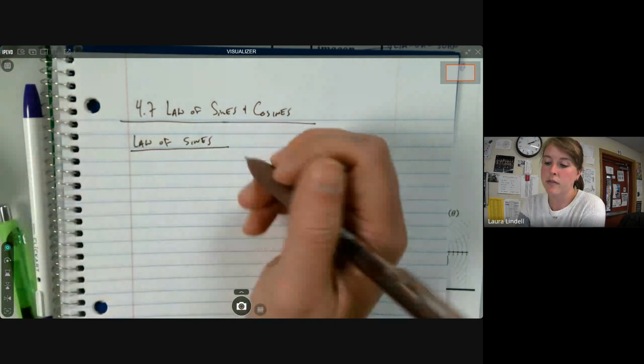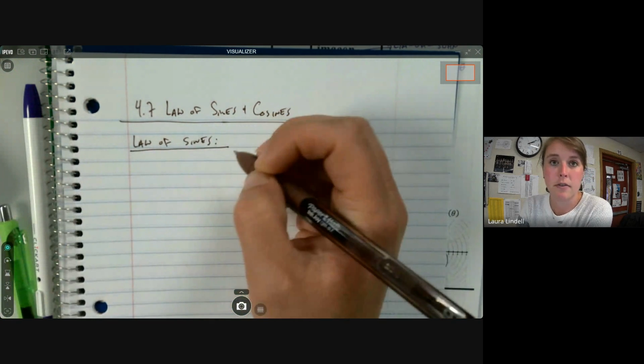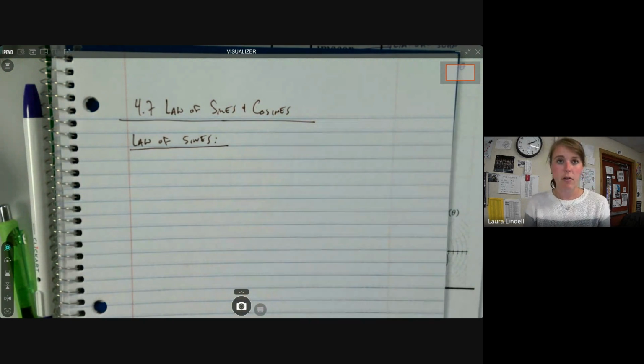And the law of sines is not just for right triangles. So typically sine, cosine, tangent, those are all things we're used to seeing either associated with right triangles or associated with graphs of sine, cosine, and tangent. But today we're going to look at it as something that still applies to triangles, but not just to right triangles, to any triangle.